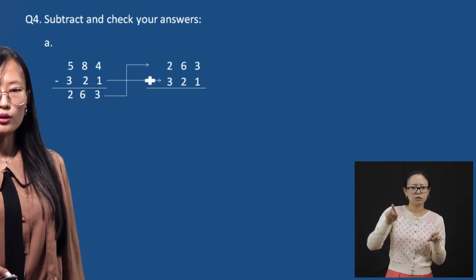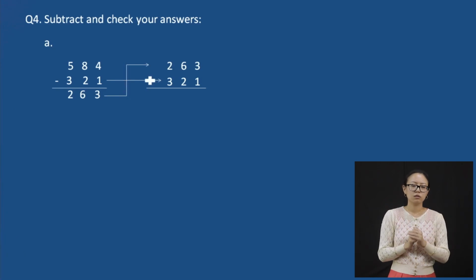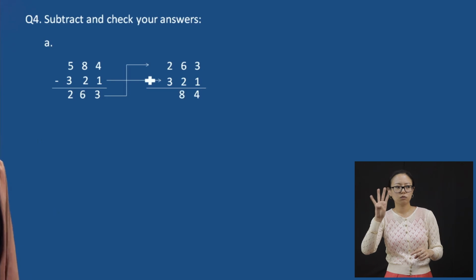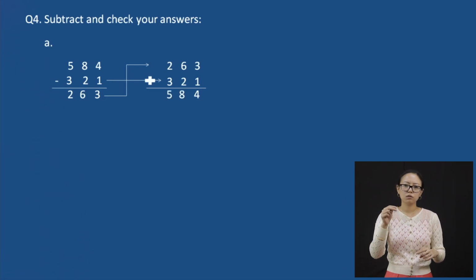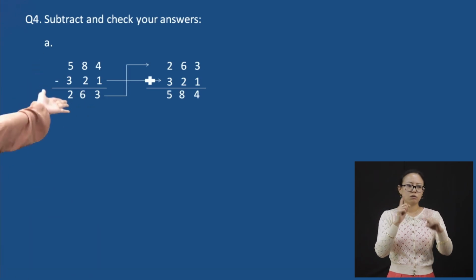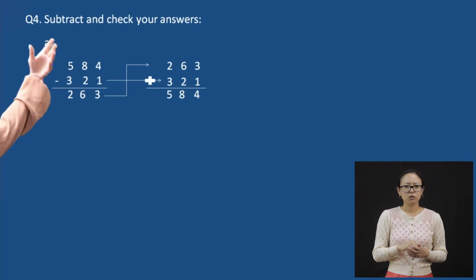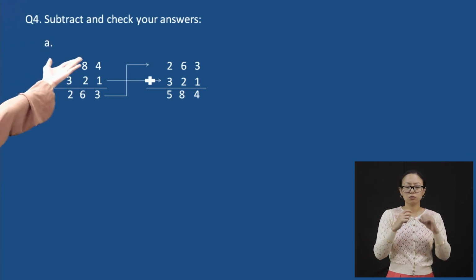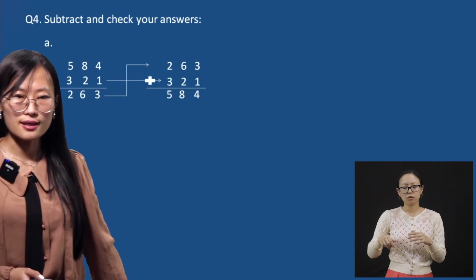And you will add these two numbers. 3 plus 1 is 4. 6 plus 2 is 8. 3 plus 2 is 5. Now compare the numbers here. Adding the difference and the subtrahend, you got the minuend here. The answer at the top, 584, 584, which means the answer is correct.